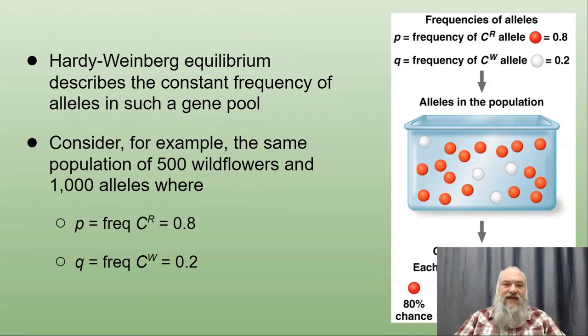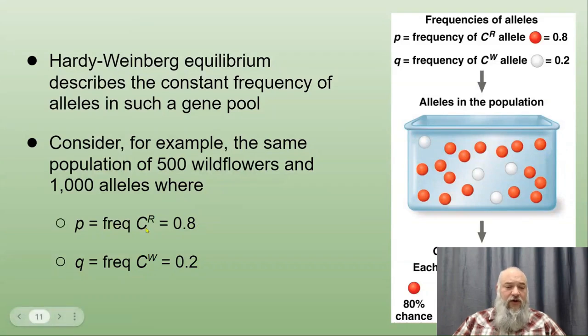Like I said, it describes a constant frequency of alleles in a gene pool. No change. Over here, we can see that pool: 80% of these are red ones, 20% are white ones. So at any given time, you're going to mix things. You've got an 80% chance of a red egg coming out, and an 80% chance of a red sperm being the one that's given, etc. So, same example from before: 500 wildflowers, 1,000 alleles. Our CR frequency was 0.8, and our CW frequency was 0.2.